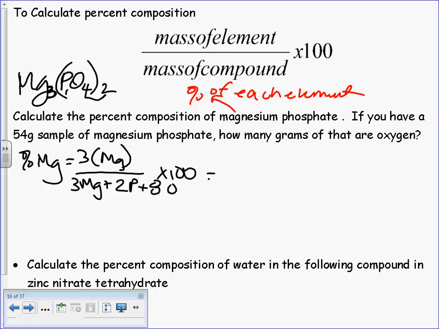So tell me the values. 3 times what's magnesium? 24.31. I had a yellow calculator. Do you have any more of those questions? Here. My calculator. Okay, 24.31.